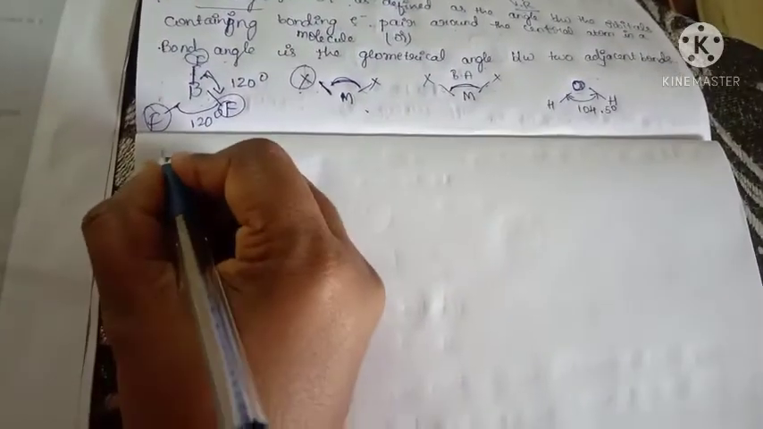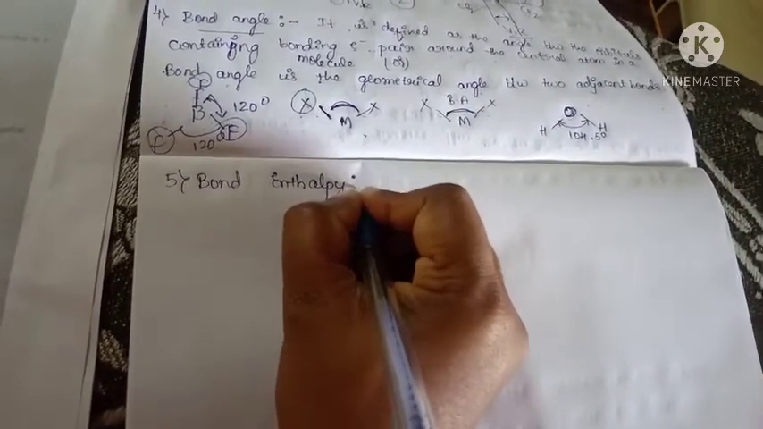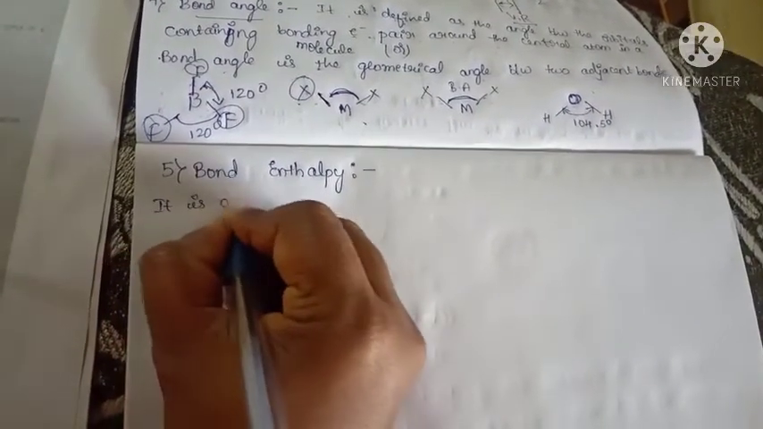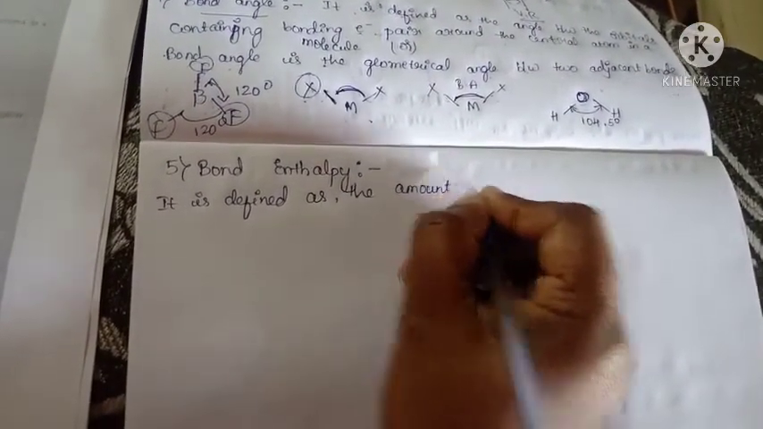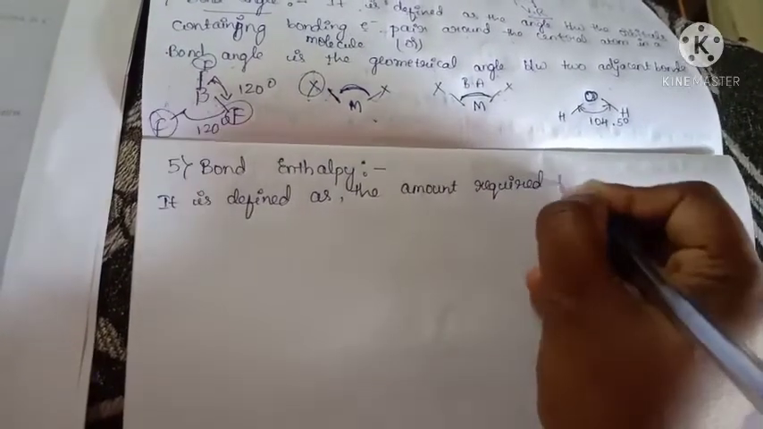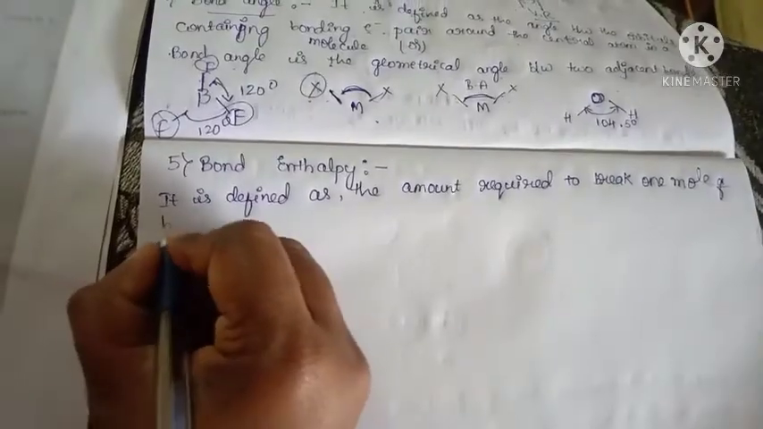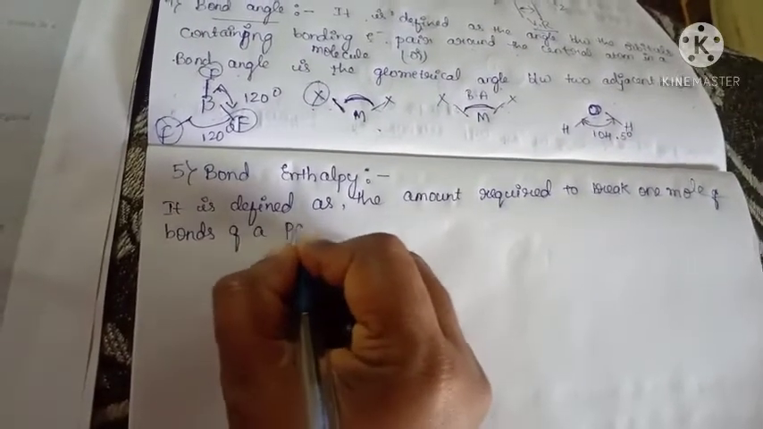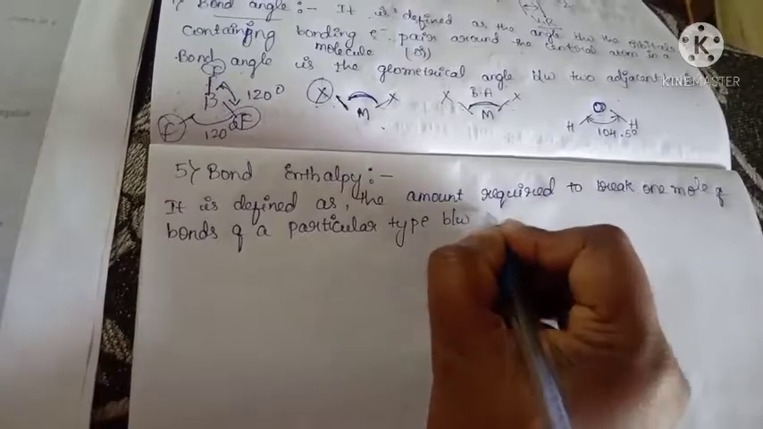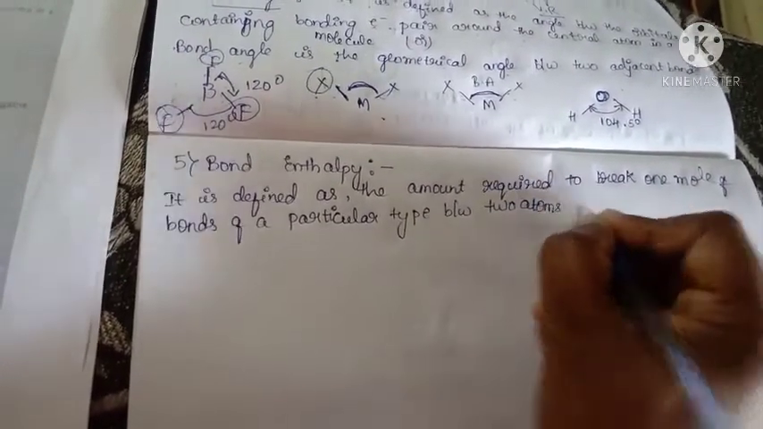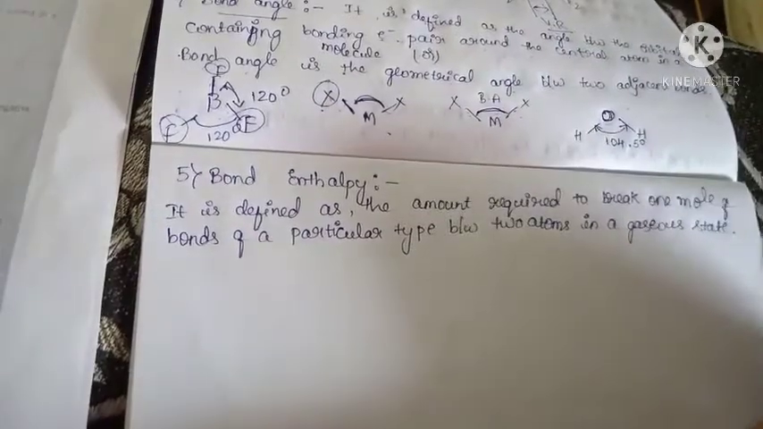Next, the fifth one is bond enthalpy. Bond enthalpy is defined as the amount required to break 1 mole of bonds of a particular type between two atoms in a gaseous state. Okay, this is called bond enthalpy.